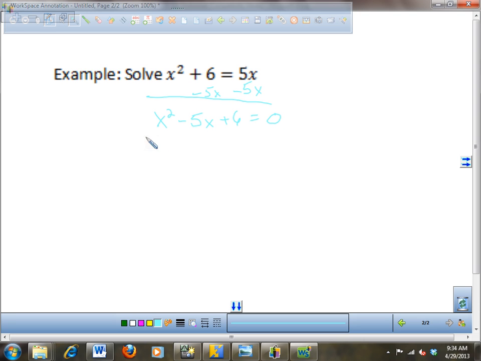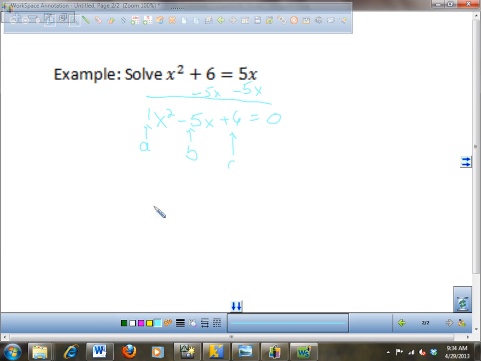And now I have my letters, okay? When there's nothing in front of the x squared, what is actually there? There's actually a 1. So a is right there, and it's 1. And b is right there, and it's negative 5. And c is right there, and it's 6.